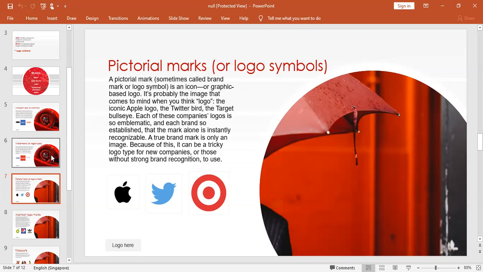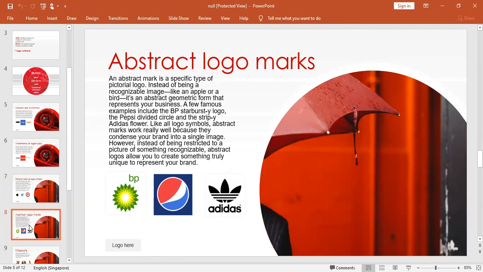So they are just doing their brand and branding through a picture. When it comes to a picture-based logo, that is called a pictorial mark or pictorial logo. We can call that in that way. So, abstract logo. And when it comes to logos, there are specific types.